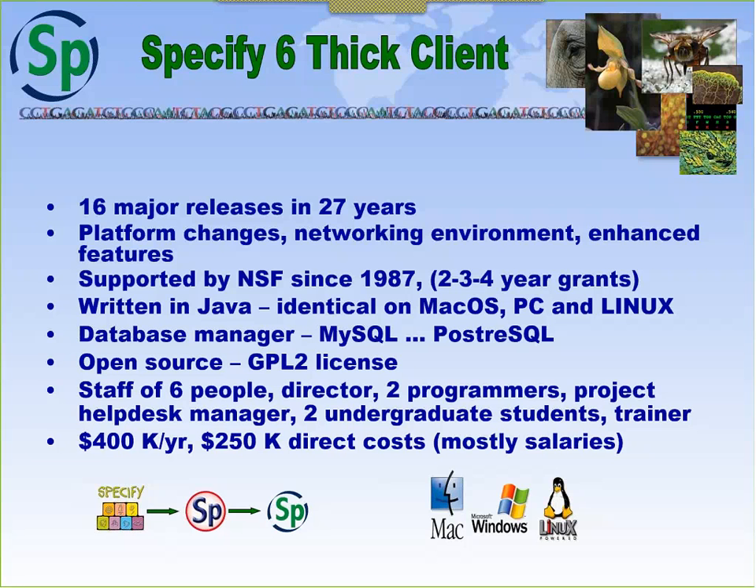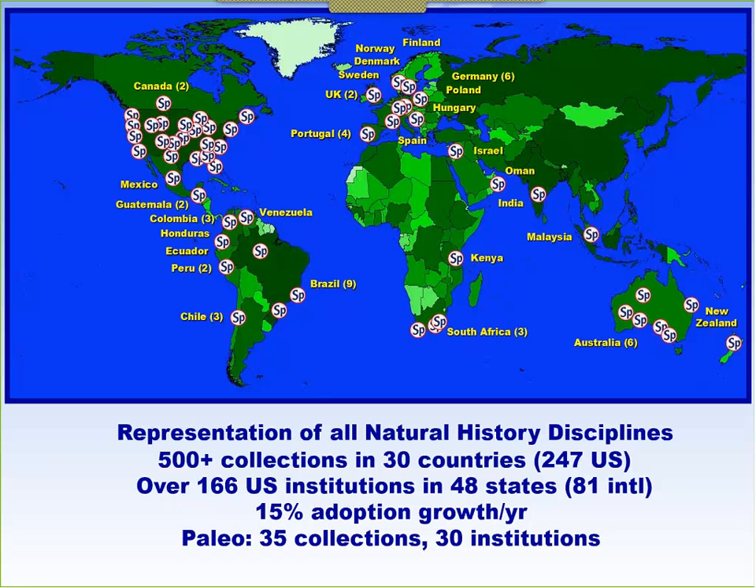And the project varies a little bit in terms of staff. Usually there's a director, myself, 2 or 3 programmers. We have a full-time help desk manager and a couple of undergraduates to do software configuration and testing for us. We do a lot of software testing because we release 2 or 3 major releases a year, plus a lot of smaller bug fix releases, and it's part of the development process. Right now we're spending about $400,000 a year on the project. About $250,000 of that is direct costs for salaries.